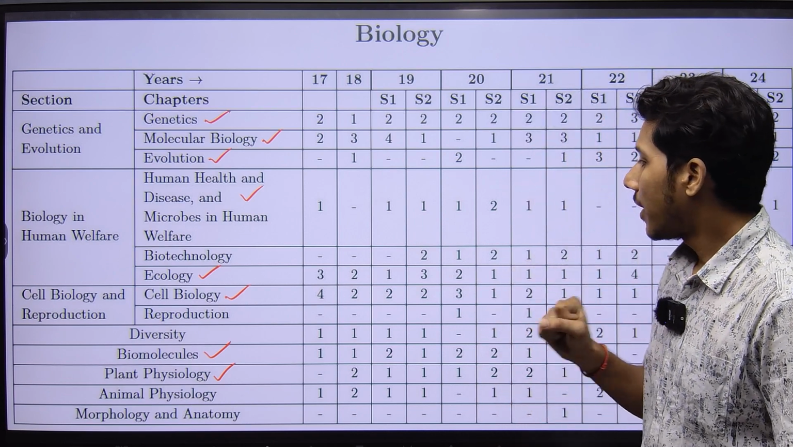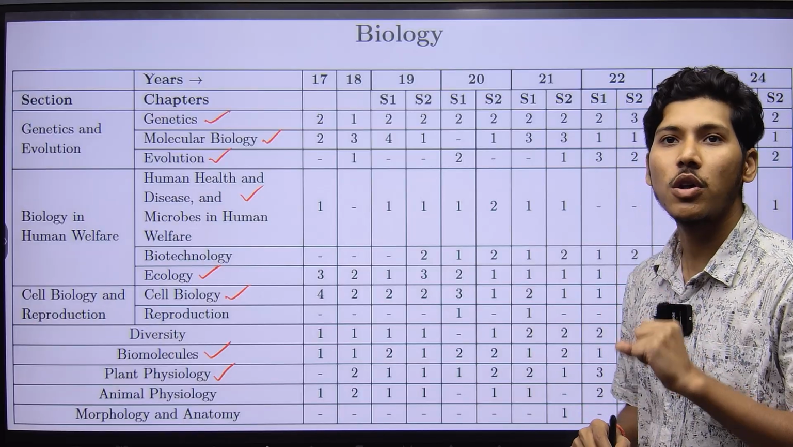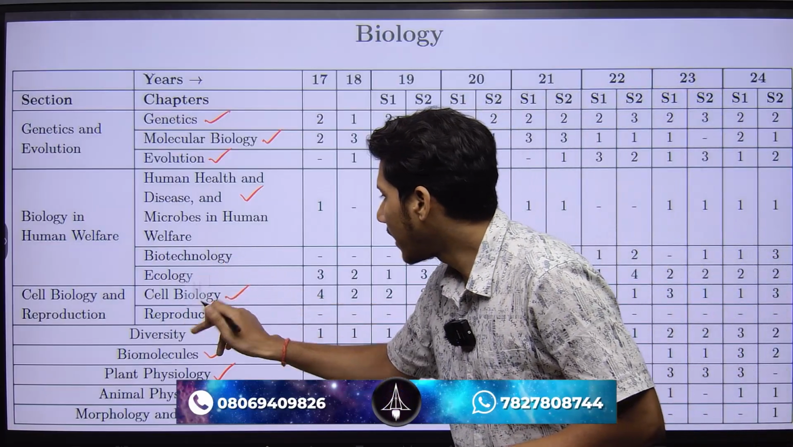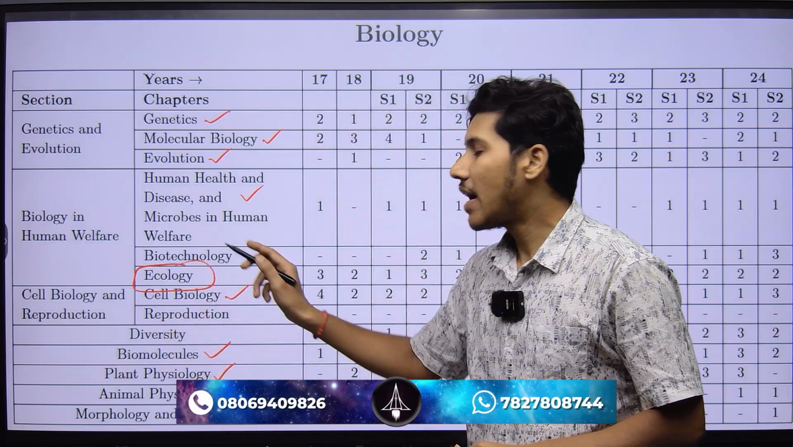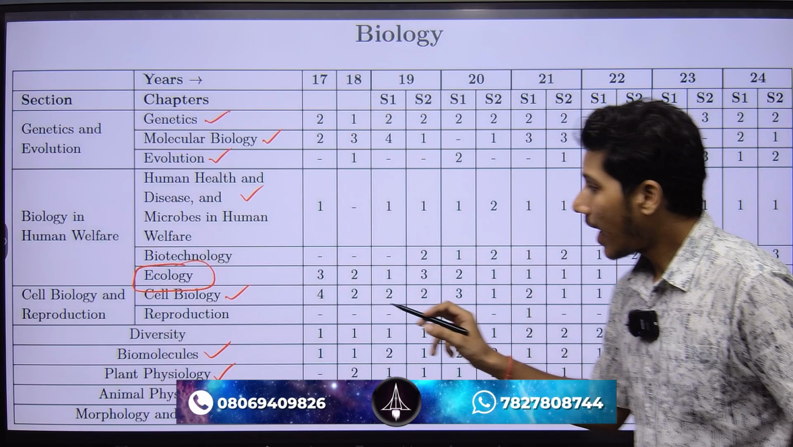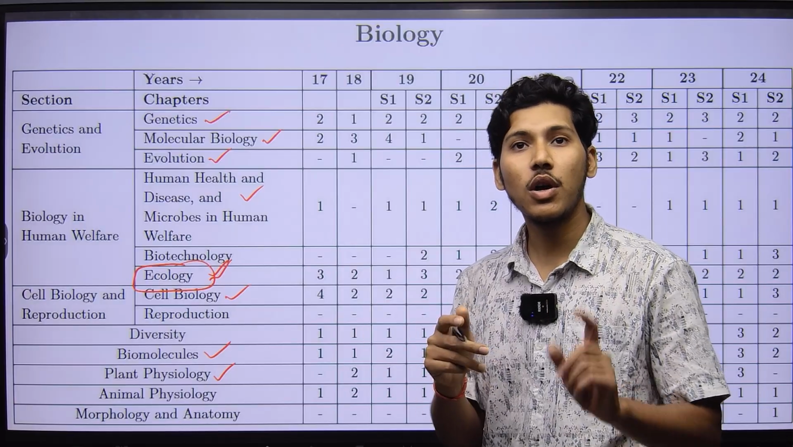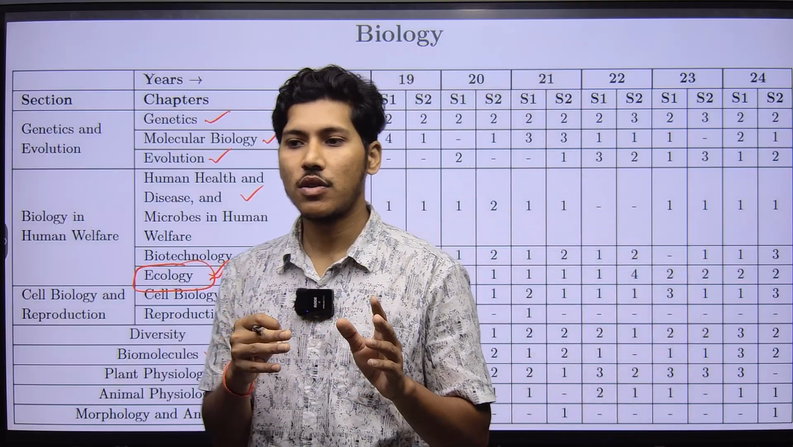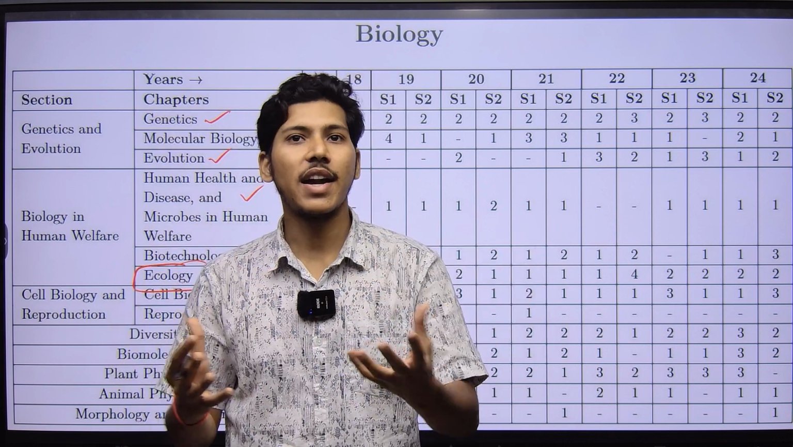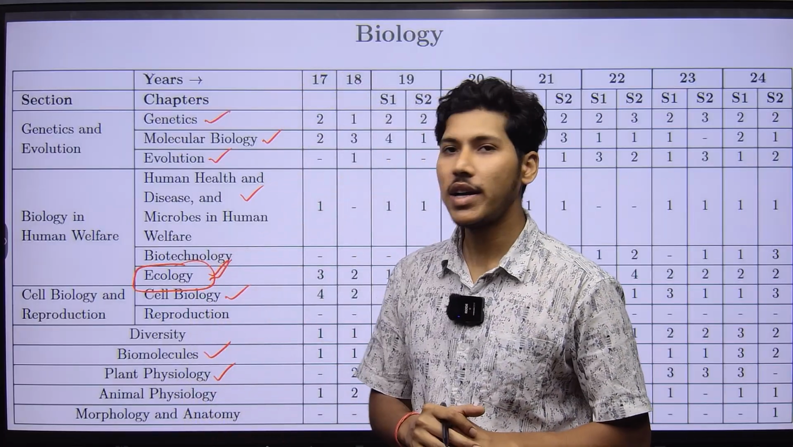Now there is one very important unit which is also very scoring because the chapters are a little bit easier than the other units, and that is ecology. Very important unit. You can see that questions have been asked every year from this unit, and it's quite a scoring unit because the chapters are mainly concerned with the macro level of study. So you can easily understand this topic and relate it with the environment. That's why this is a very important unit.